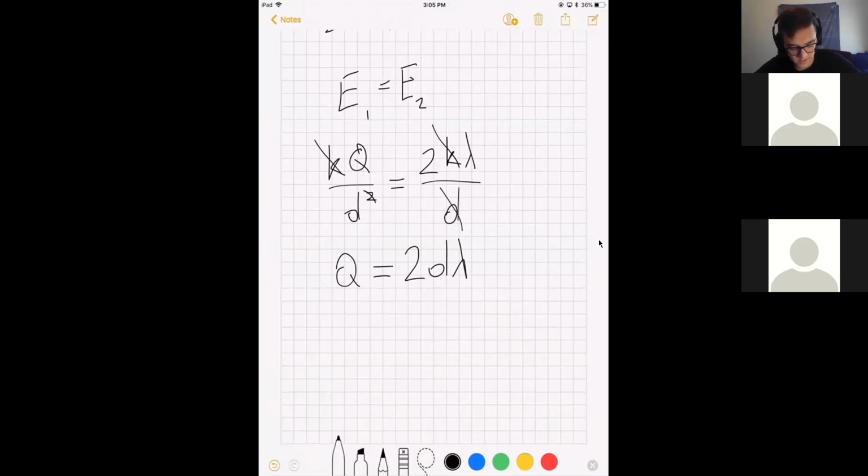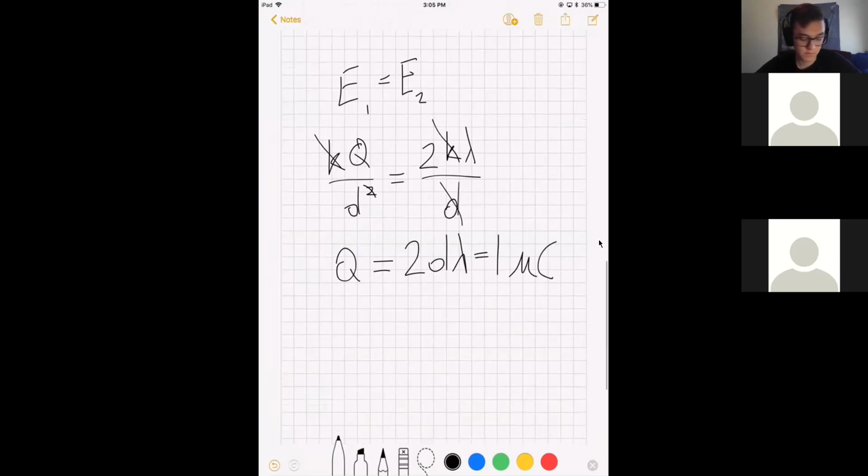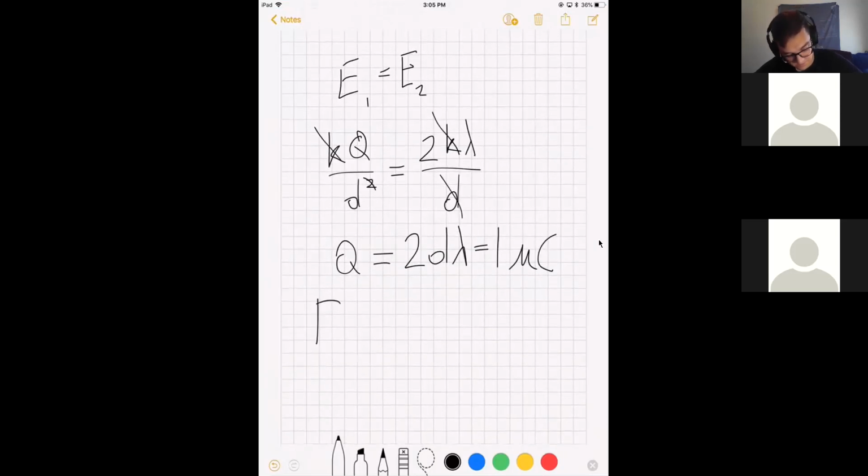So when we plug in, D is going to be 0.05, so it's going to cancel out the 2. And when we plug that into our calculator, we find out it's 1 microcoulombs. So that's actually answer B. So that's the answer. So that's how you get it.